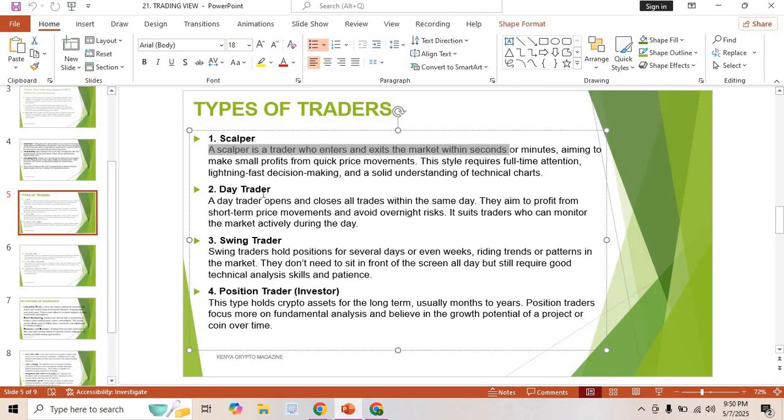The next type of trader is the day trader. A day trader opens and closes all trades within the same day. They aim to profit from short-term price movements and avoid overnight risks. So it suits traders who can monitor the market actively during the day. A question: which time frame do you think a day trader will use? Someone? A day trader, which time frame do they use? 1 hour. Okay, he's saying 1 hour. Someone else? Mula.